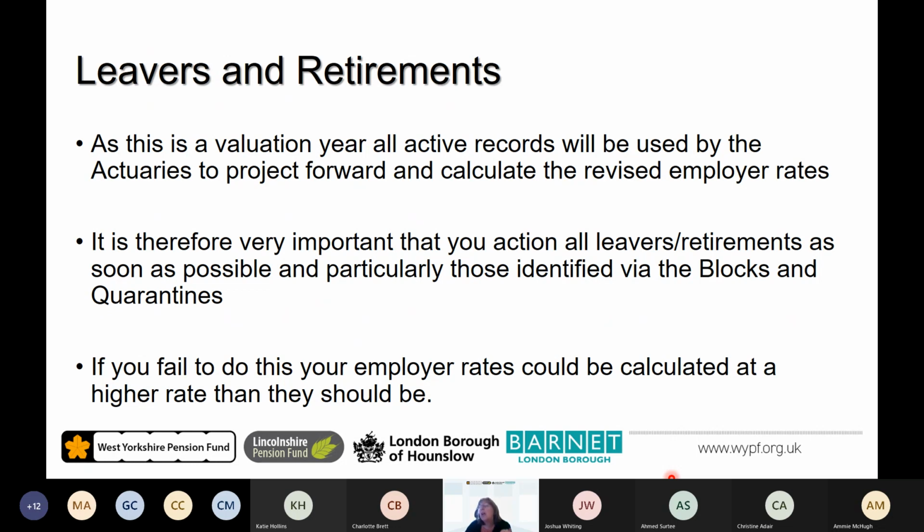Now, if you've got a senior person who is leaving today, and you've got a new person that started on the 1st of March and they've had a month crossover, that person is going to get counted twice unless you get that leavers form into us, or that position, that job will be counted twice. So please get those leavers forms into us.